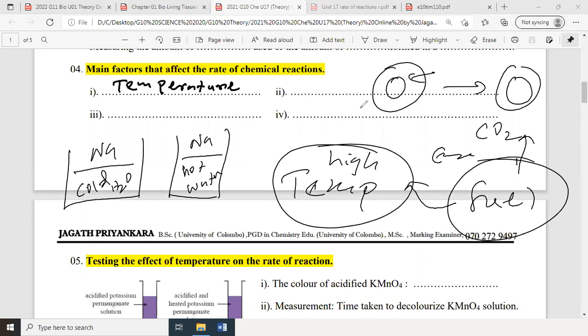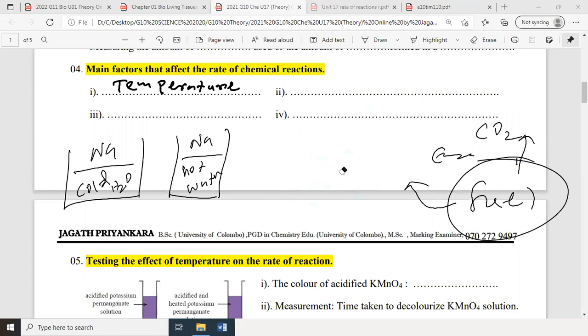Number two, physical nature. That means I told you sometimes we are adding things in powdered form, right? The physical nature of reactants, or we call it surface area. The second factor is surface area.